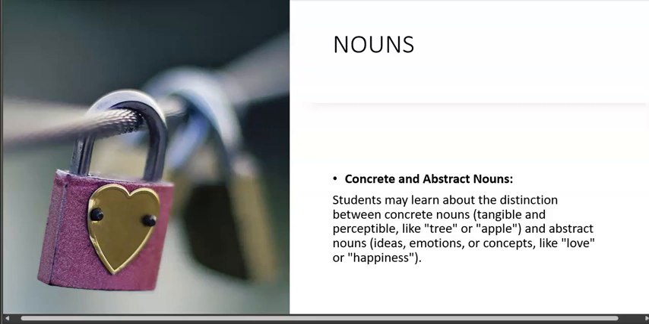But when it comes to the abstract nouns, these are just ideas or emotions or concepts. So for example, love, happiness, these are emotions, what we feel, okay? They're just ideas. We can't see them or touch them, okay? So that is the concrete and the abstract noun, okay?